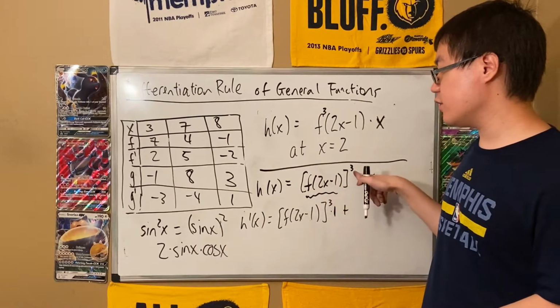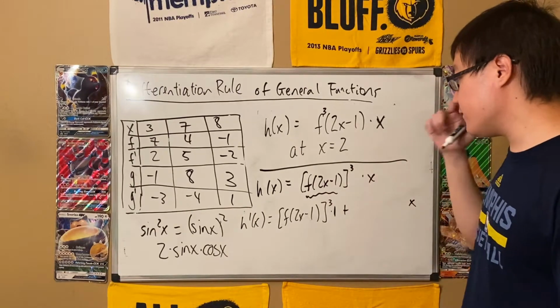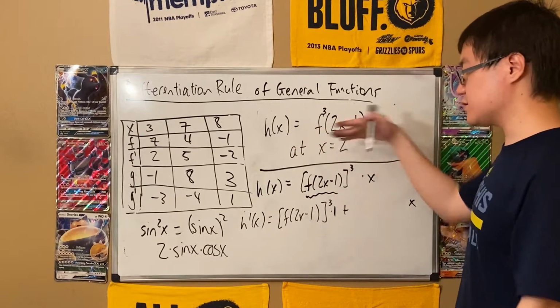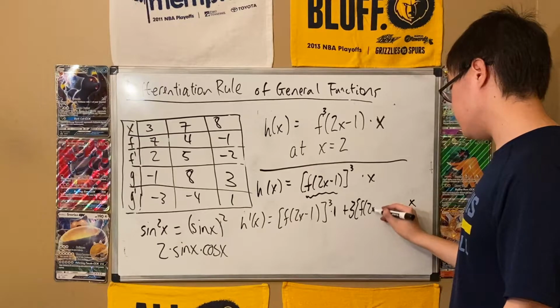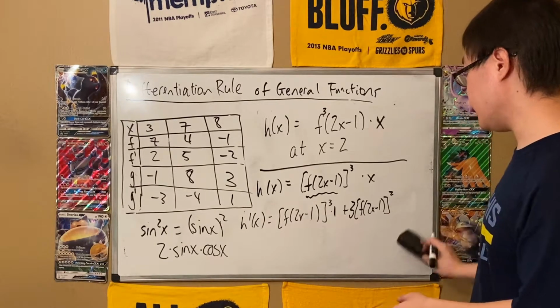I'm going to call the cube the outsidus, even if that's not a word. So what you do is take the derivative of the outsidus. What Snoop Dogg told us to do is drop it in the front like it's hot, and then subtract 1. So it's going to be 3 times f of 2x minus 1 squared. But that's only the derivative of the outside.